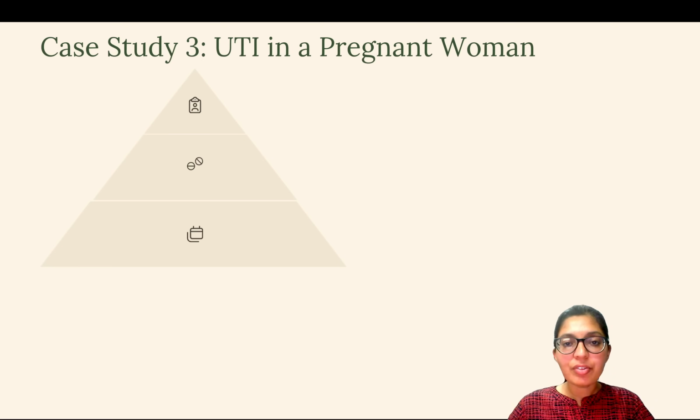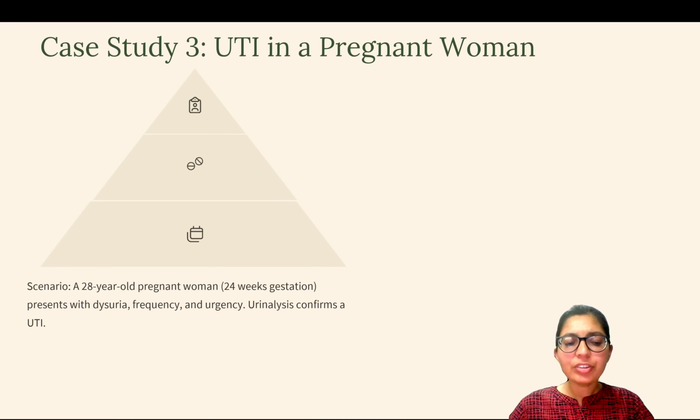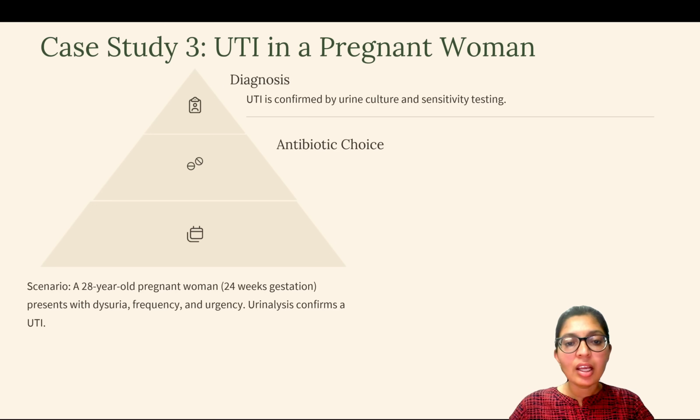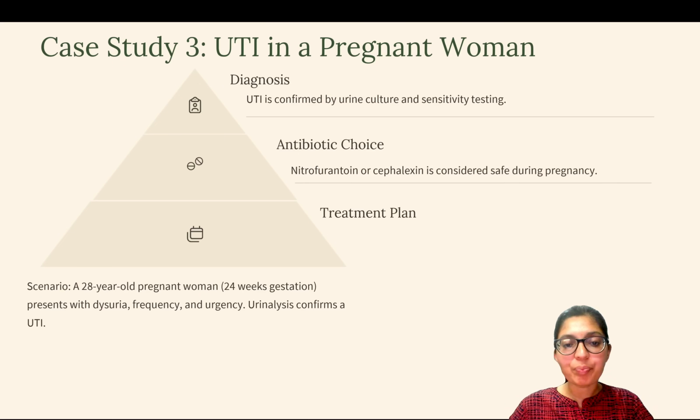Case study 3, which is of urinary tract infection in a pregnant woman. Scenario of the case is a 28-year-old pregnant woman at 24 weeks of gestation present with dysuria, frequency, urgency. Urine analysis confirm UTI. Diagnosis: UTI is confirmed by urine culture and sensitivity testing. Antibiotic choice: nitrofurantoin or cefalexin is considered safe during pregnancy. Treatment plan: nitrofurantoin 100 mg twice daily for 7 days.